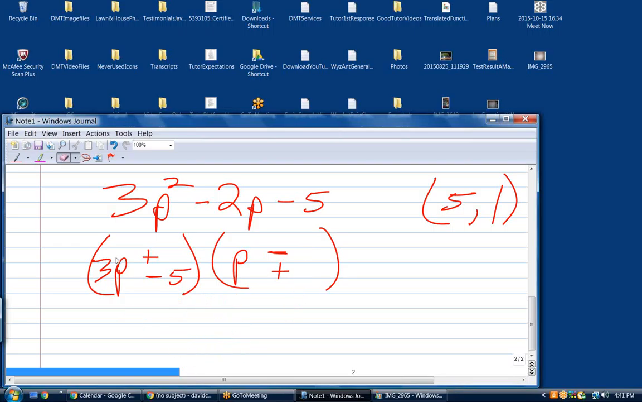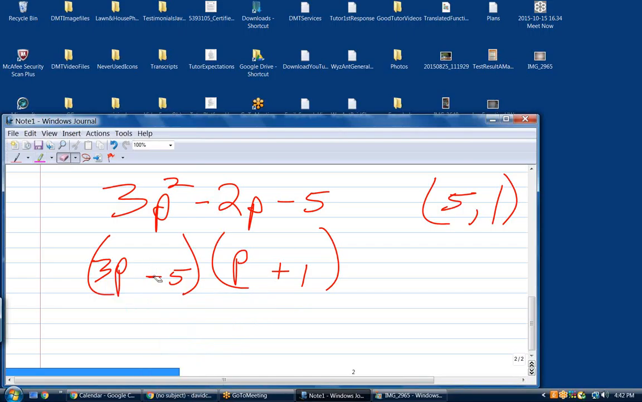Now look what happens. You do the inside, you get minus 5p. When you do the outside, you get plus 3p. Add those two together, you get the right sign and the right number. So that's the right answer. And now all I have to do is erase that and erase that. And those are my two factors.